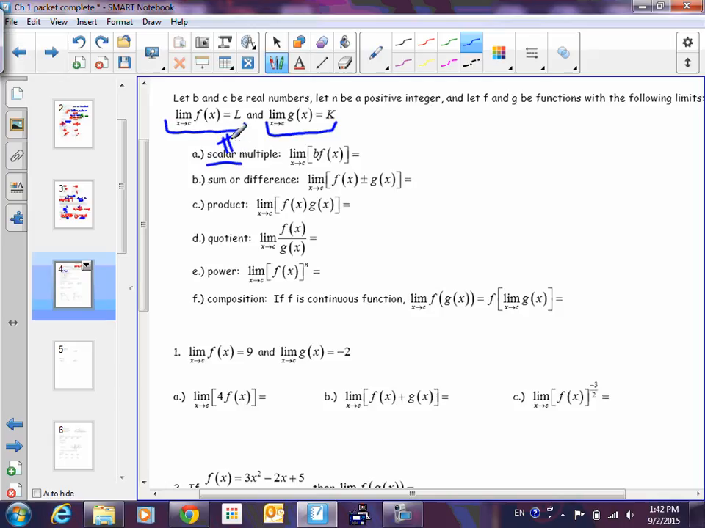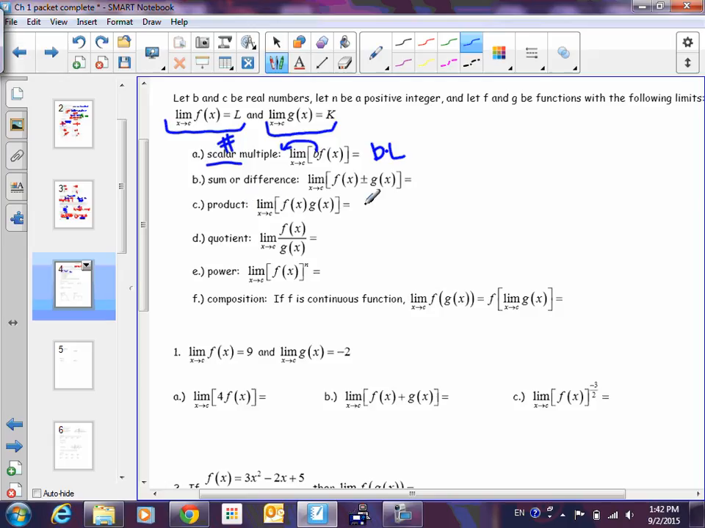Scalar just means a number, like a constant. If you already know that the limit of f of x is L, and I say, now I want you to do the limit of, say, 7 times f of x, all you got to do with that number is it just gets multiplied to your limit. So if you already knew the limit was 10, and I say, now find the limit of 2 times the function, it would just be 2 times 10.